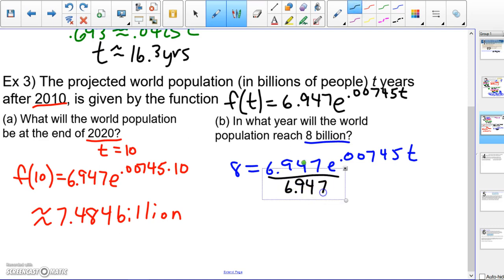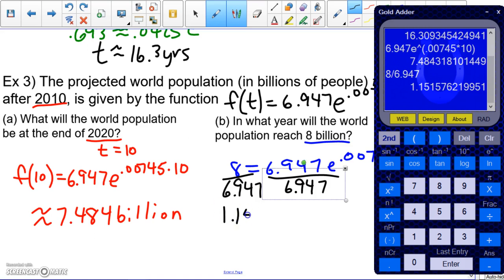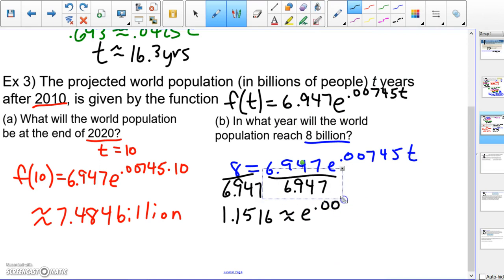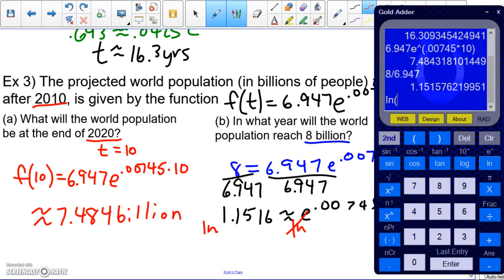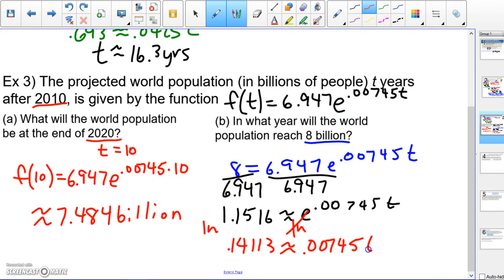So divide by 6.947. We get about 1.1516 e to the 0.00745 t. And then to get out of that, we're going to take a natural log of both sides to cancel out the e. So take a natural log of that answer and you won't have to worry about rounding. 0.14113 or so is approximately 0.00745 t.